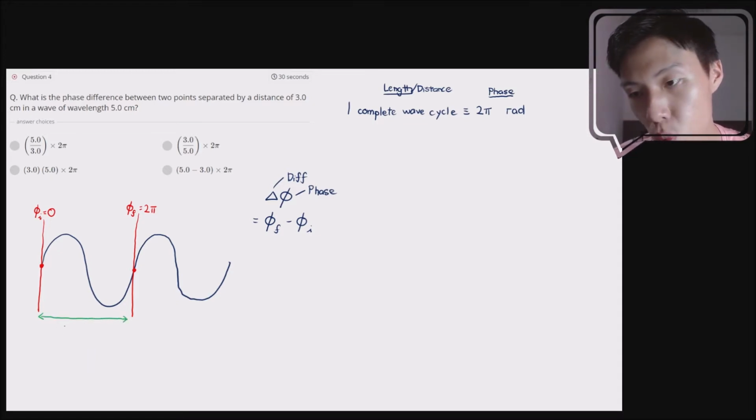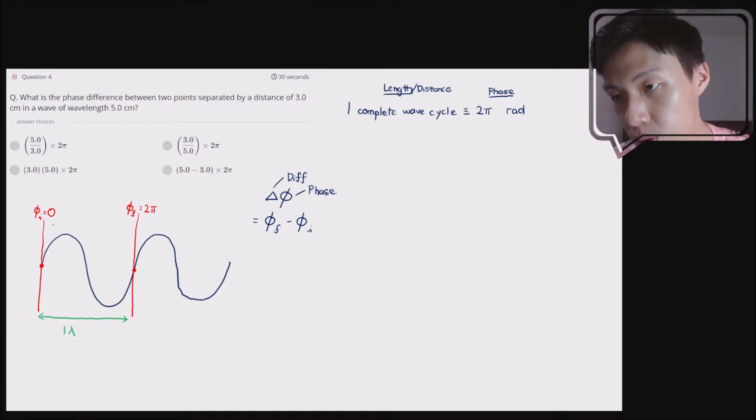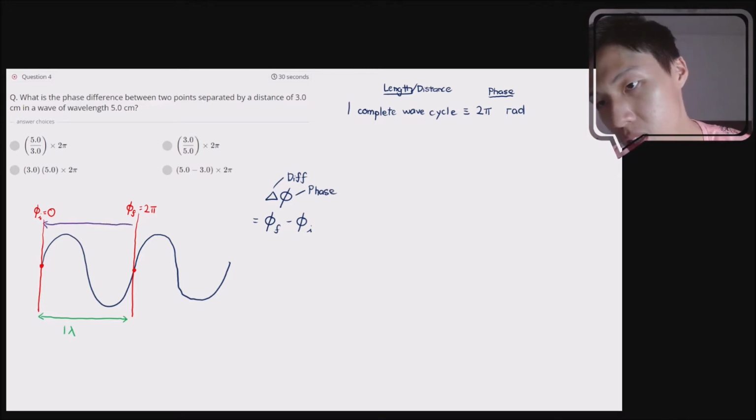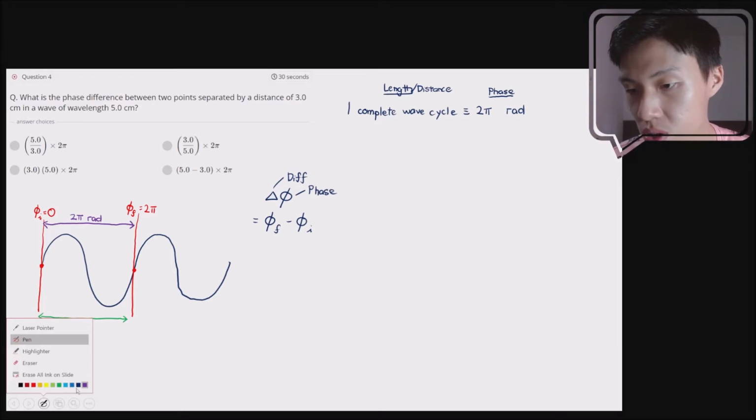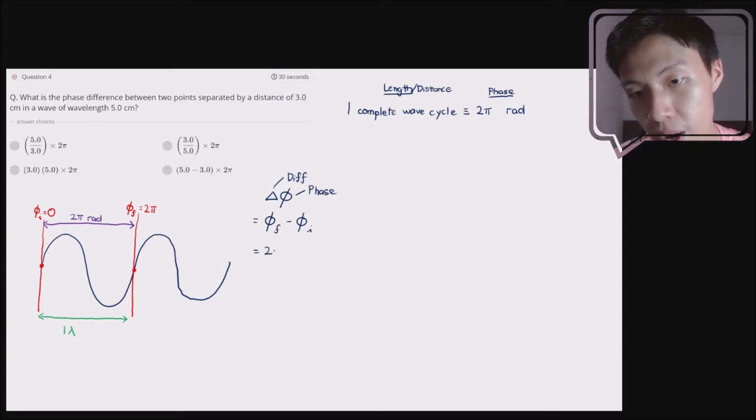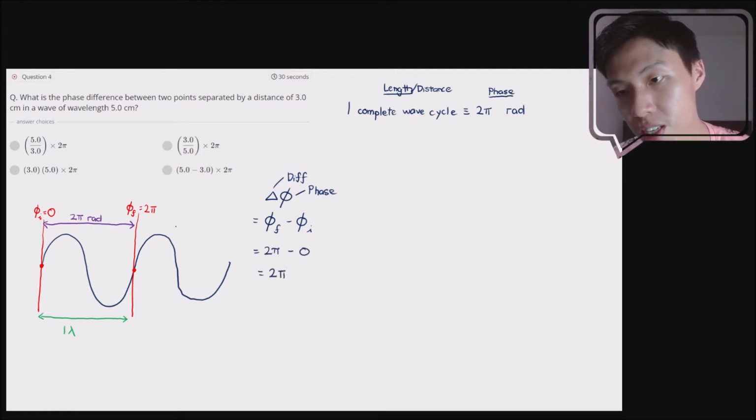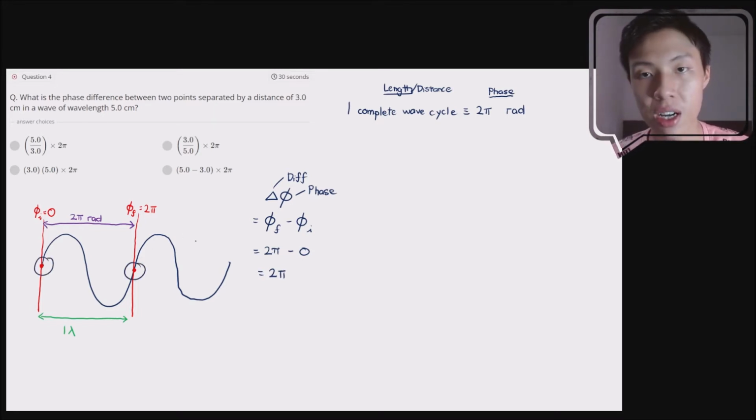So what we have here is one wavelength. But in terms of phase, we have completed 2 pi worth of radian. As you can see here, you can take final minus initial. So if you take final minus initial here, then it's 2 pi minus 0. So the phase difference will be 2 pi. This is the phase difference between this point and this point over here. Okay, but that's not what the question asked for. So let's clear things up and do what the question asked for.